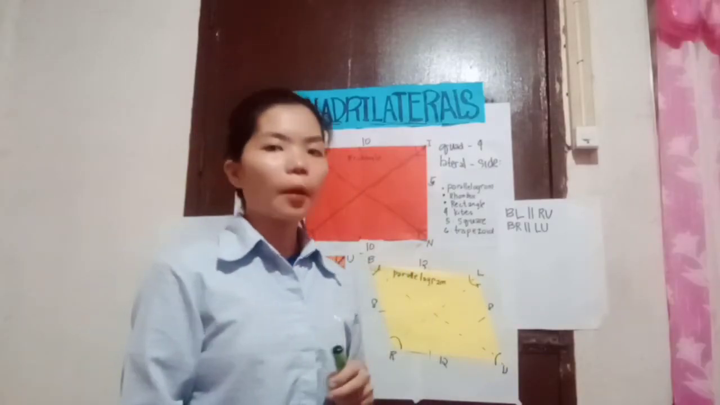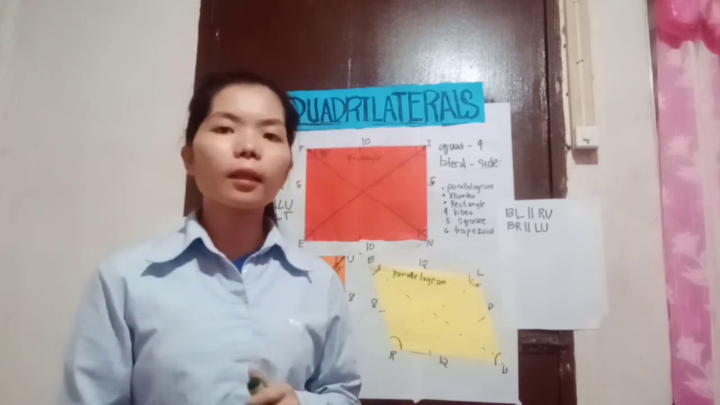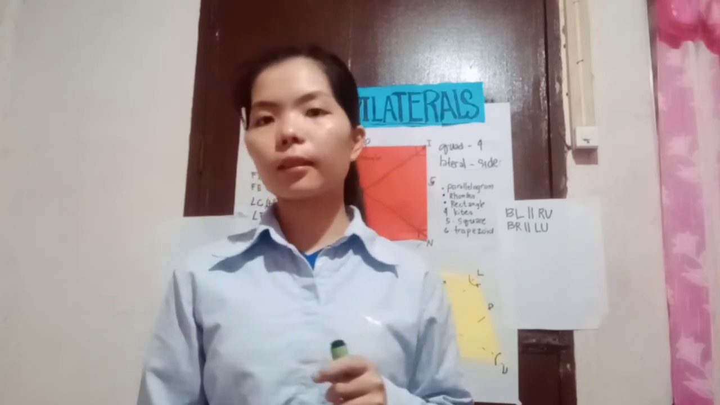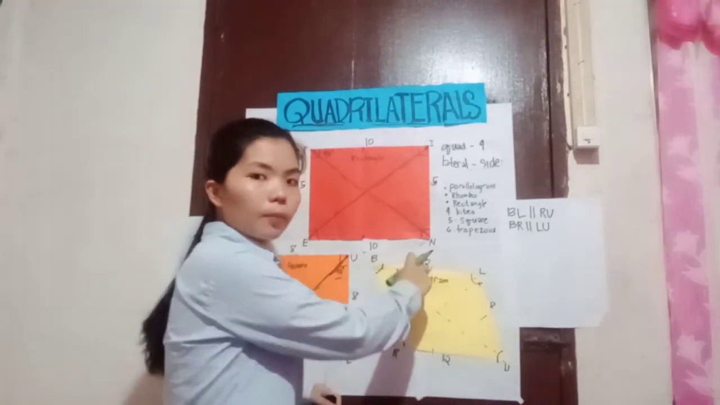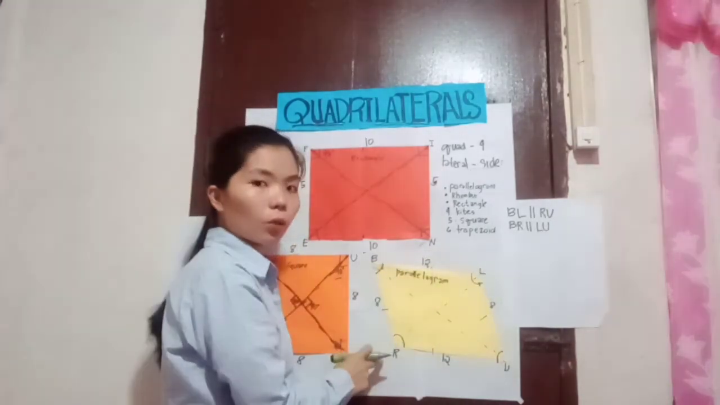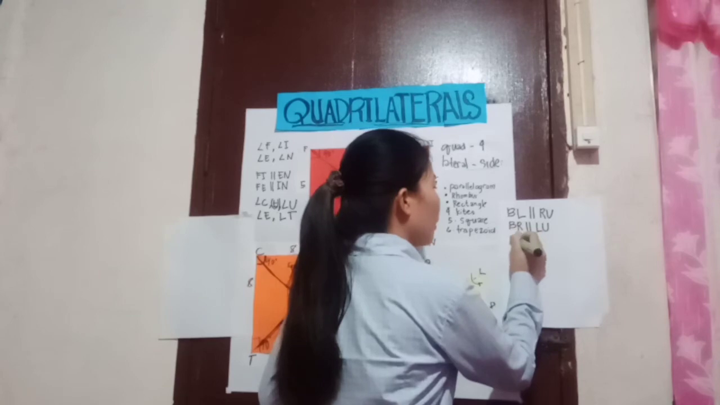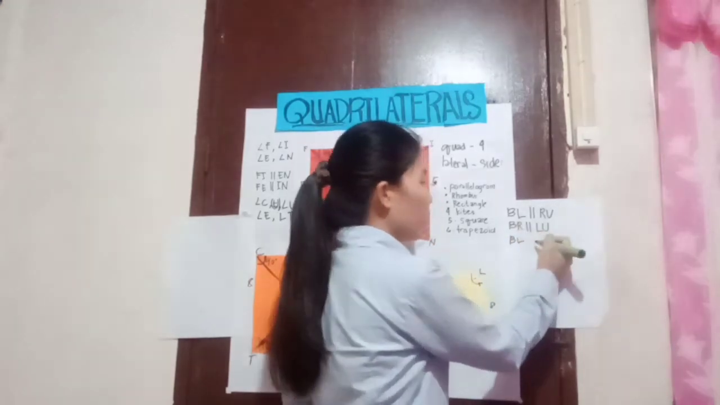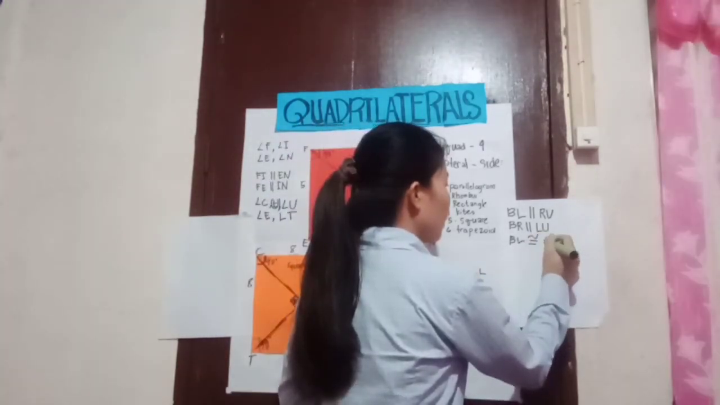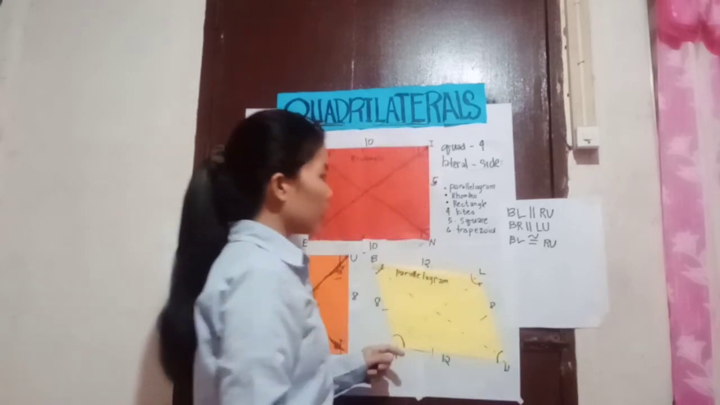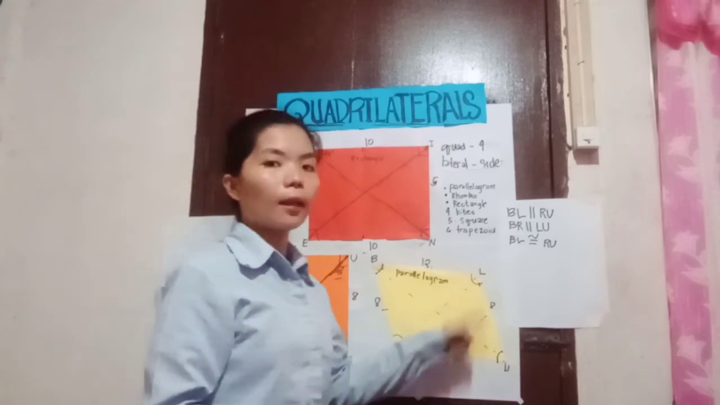Number 2 property of a parallelogram, opposite sides are congruent. When we say congruent, it has the same exact length. Like this one, side BL is 12. Then it is congruent to side RU. And side BR is congruent to side LU.